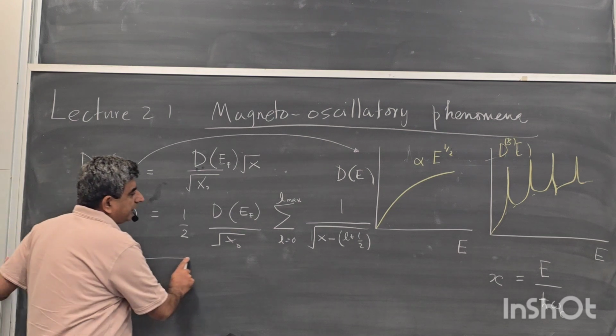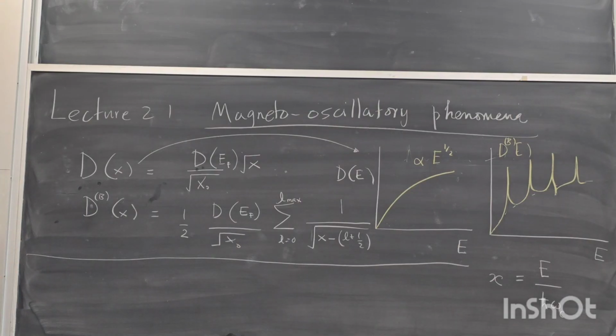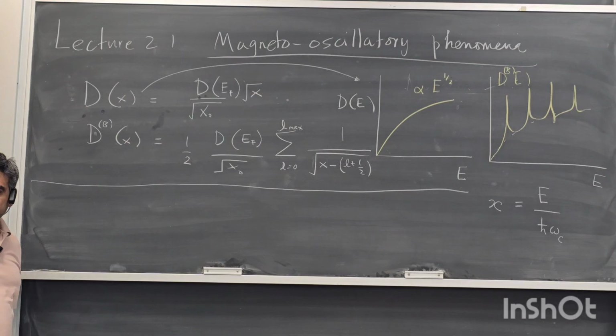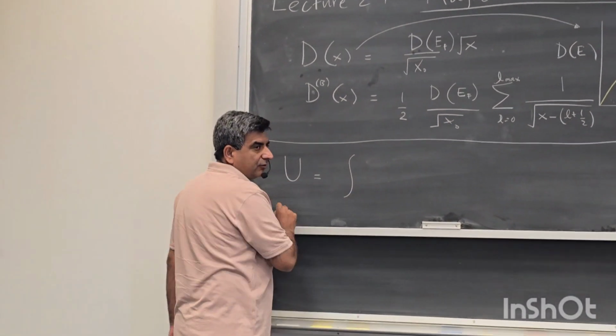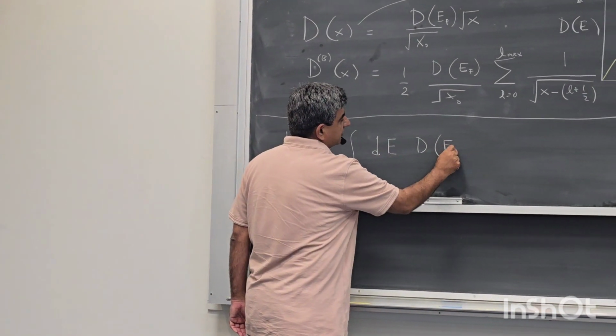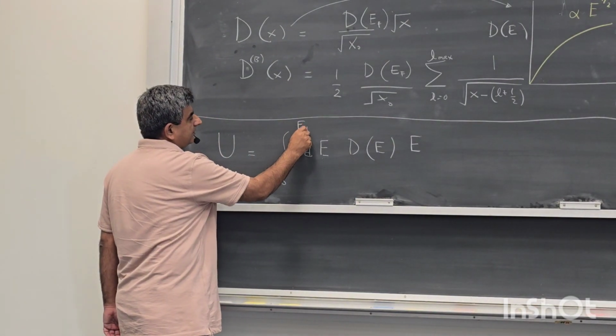Now, how is this useful? We have the density of states in the presence of a magnetic field for these electrons. So how is all of this of any use to us? The next question is, how can we calculate the energies in the presence of a magnetic field? The total energy, for example, is an integral over an energy variable, with the density of states function and the energy variable itself, from 0 to some Fermi level.